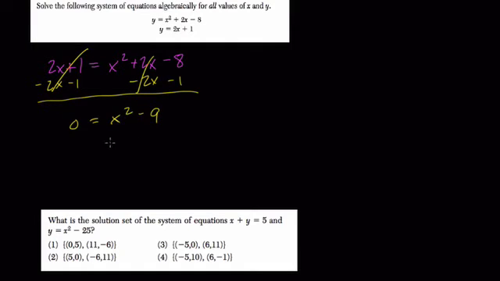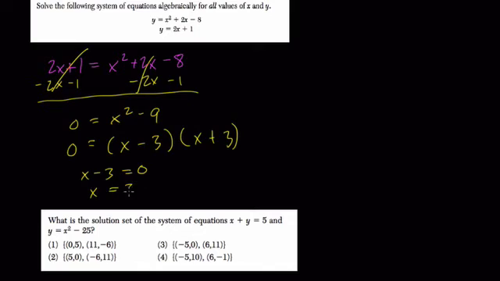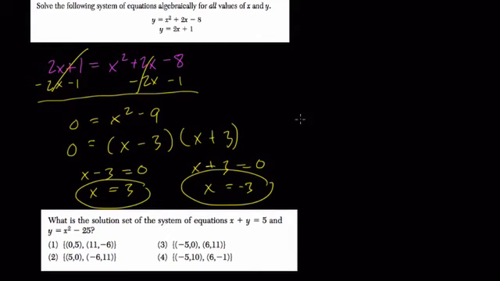X squared minus 9 is the difference of two squares, so the factored form is x minus 3 times x plus 3. I'm just taking the square root of both terms. And this equals 0, right? So that means x minus 3 could equal 0. And if that's true, add 3 to both sides and x equals 3. Or x plus 3 could equal 0, and then subtract 3 from both sides, and x equals negative 3. Those are the x values, but we need the y values.